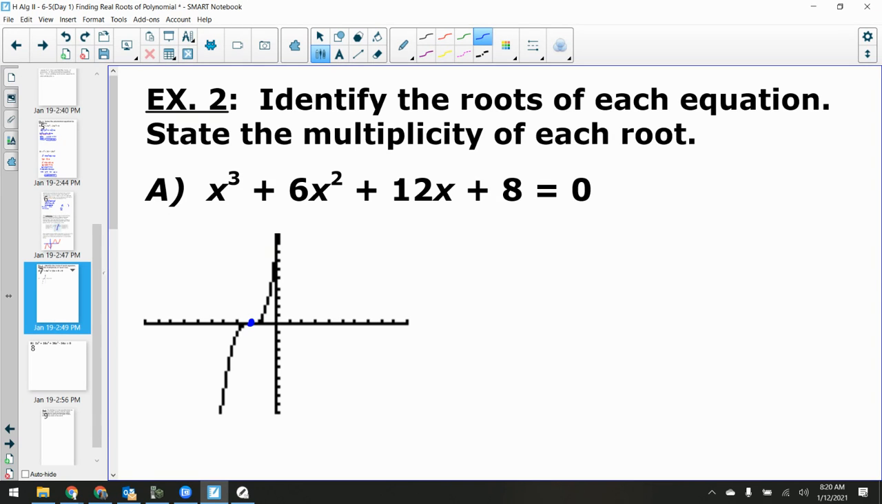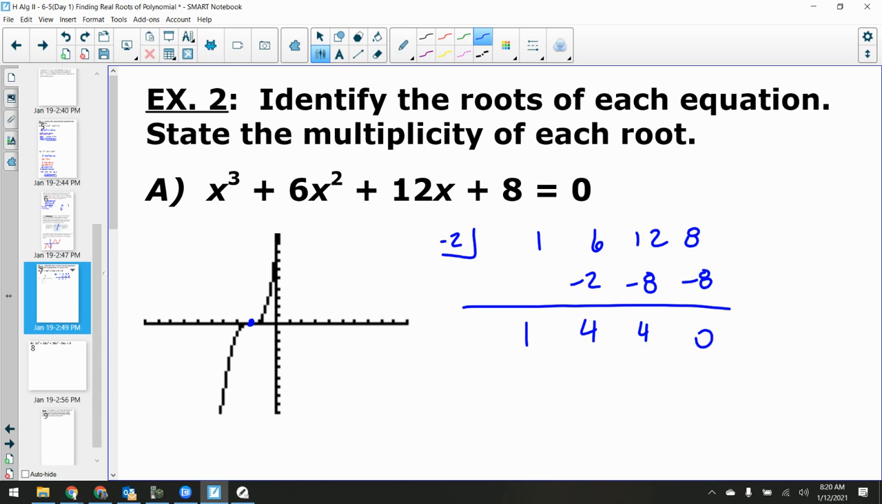Synthetic division. Let's run -2 through. 1, 6, 12, and 8. 1, 4, 4, 0. Did it actually happen at -2? Yep. How do I know that? The remainder was 0. So remember that root corresponds to this factor, leaving us with x squared plus 4x plus 4.